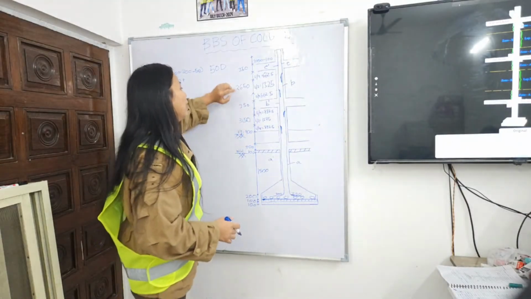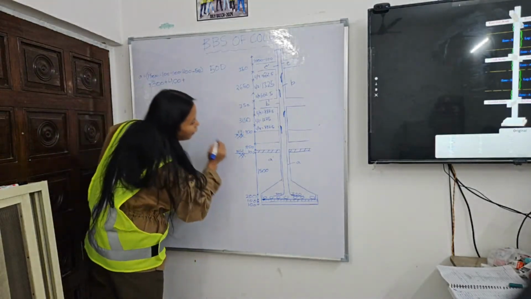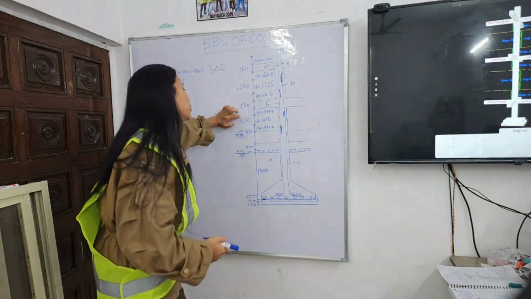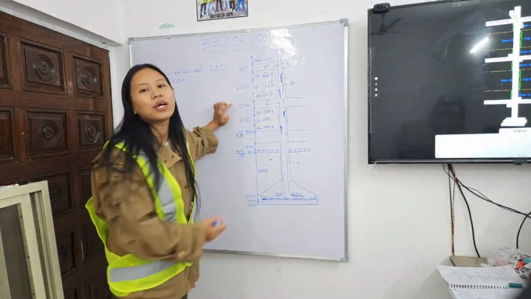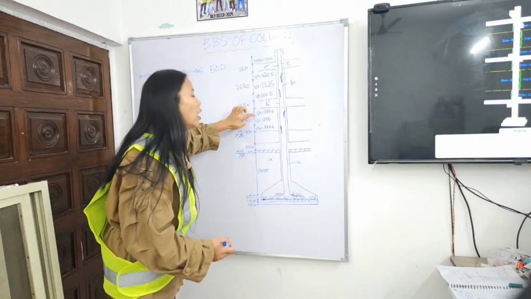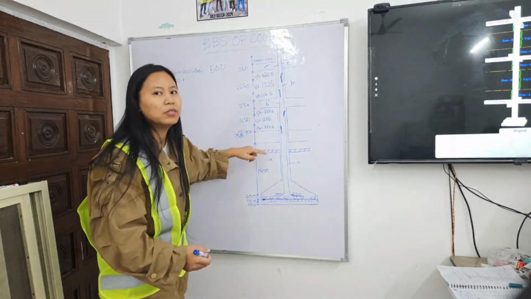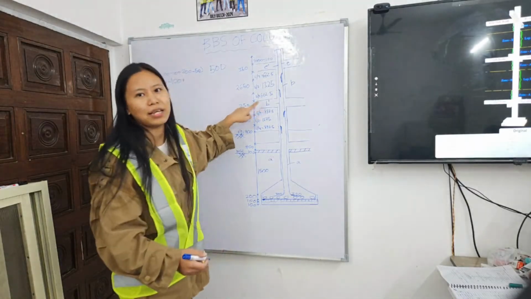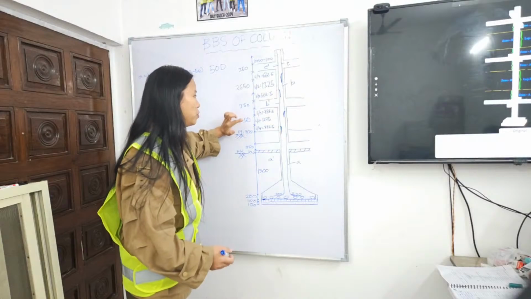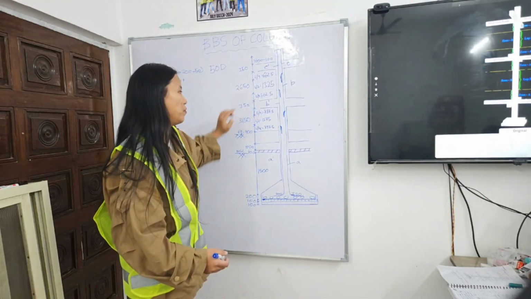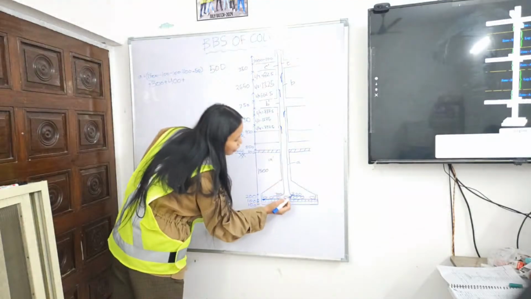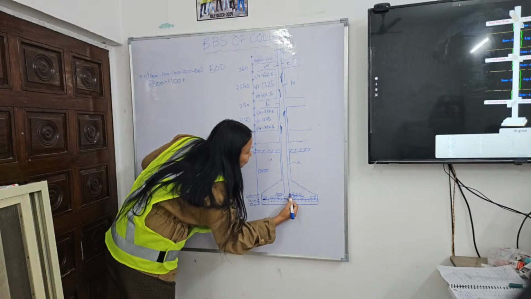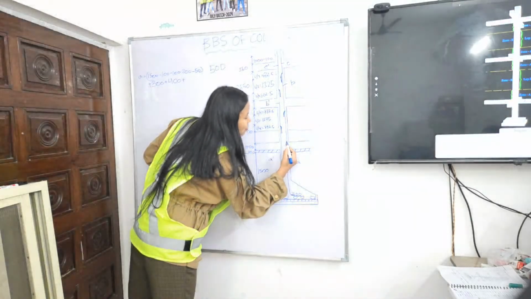Okay, the length, 3,100. So from 3,150, we are going to find our L by 4, L by 2, and L by 4. So 3,150's L by 4 is 787.5, and then L by 2 is 1,575. So here, from here to here is 300. We have come till here, till slab beam.